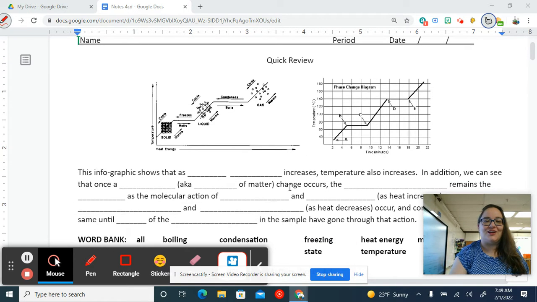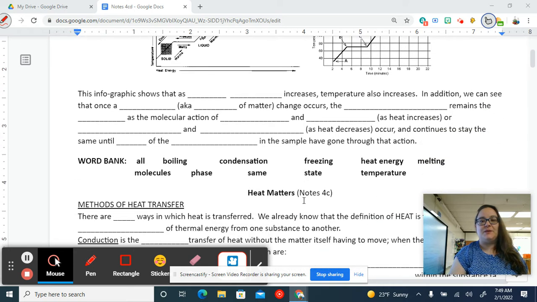Physical Science. All right, so we're still talking about heat. This is notes 4C. This up here is the quick review for the last set of notes that we did, notes 4B. So please pause a minute, use the word bank to fill that in, and then come back. Welcome back. Here we go.